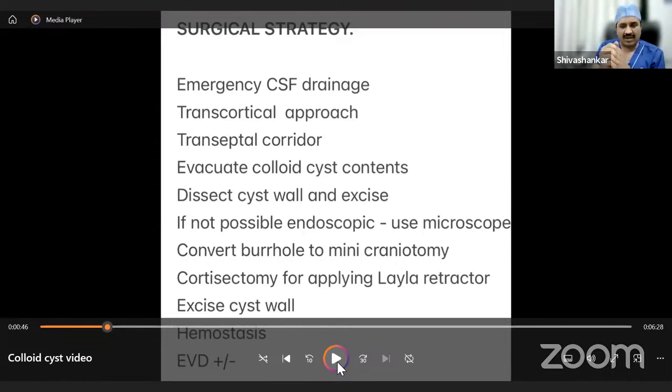So for me, it was quite difficult to go endoscopically and excise the cyst. So then I took a microscope and converted the small burr hole, in which I made a skin incision around 3 centimeters. I extended around 1 centimeter anteriorly and posteriorly, and then converted the same burr hole, which was around 1.5 centimeter to 3 centimeter, and did a mini craniotomy. And using the same corticectomy, we applied the Deller retractor and went into the ventricle and excised the cyst wall gradually.